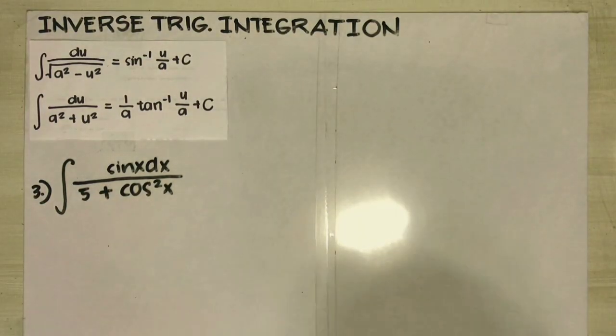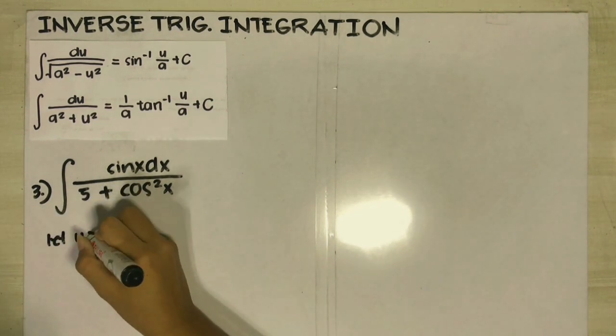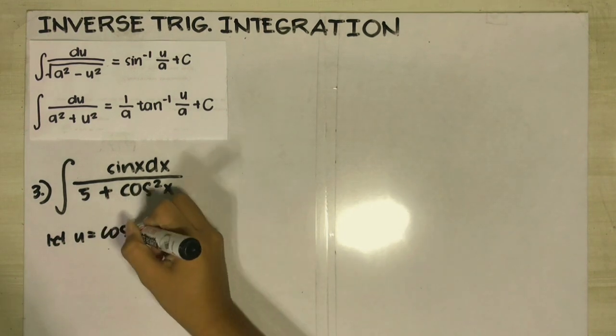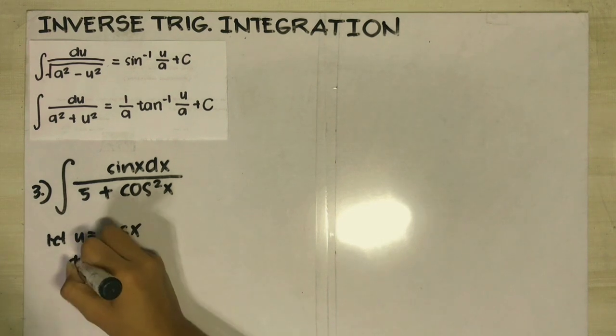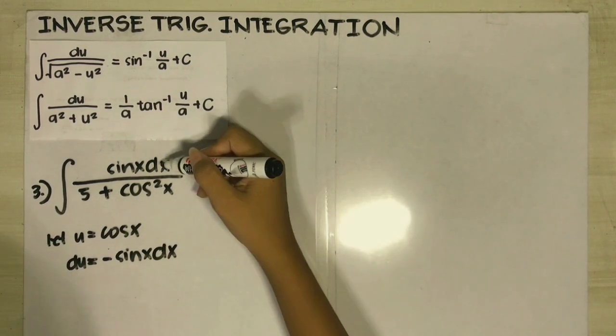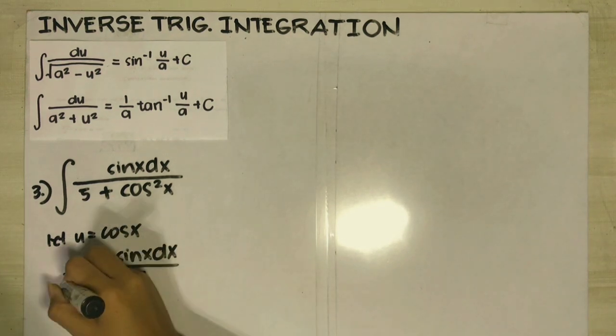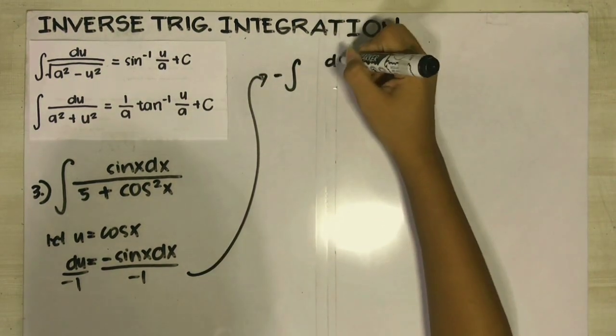For our third example, the integral of sine x dx all over 5 plus cosine squared x. So to simplify, we'll let u equal cosine x to cancel the sine x in the numerator. So our du is negative sine x dx. So we divide both sides by negative 1 to cancel the negative sign. And then, negative integral of du all over 5 plus u squared.